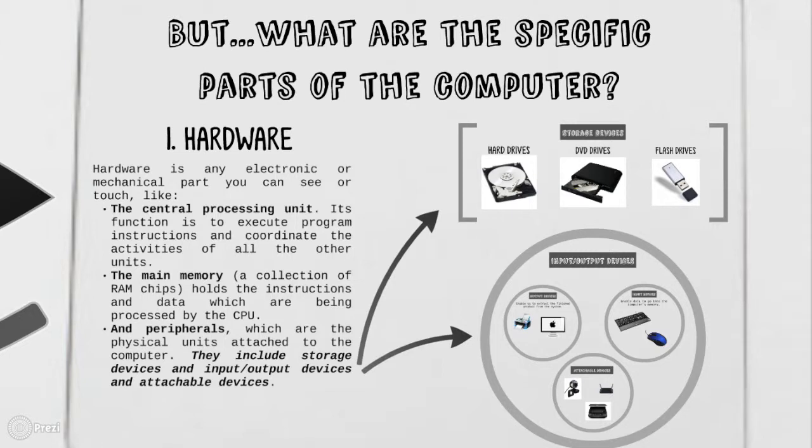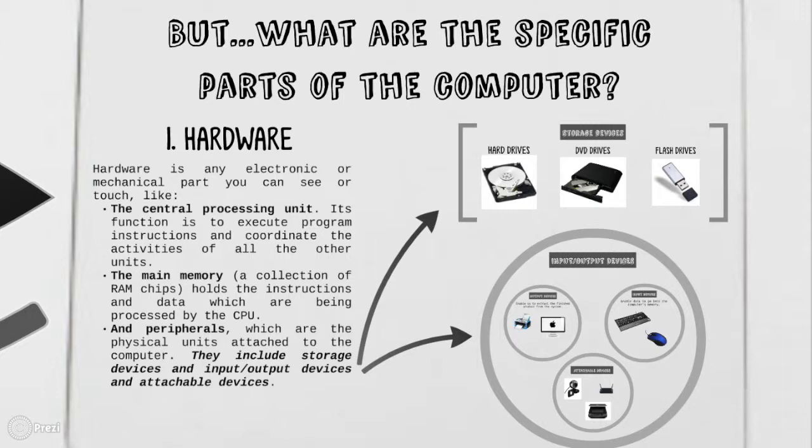Okay, but what are the specific parts of the computer? There are two main parts in computers. One is hardware and the second one is software. Hardware is any electronic or mechanical part you can see or touch, the physical parts of the computer.